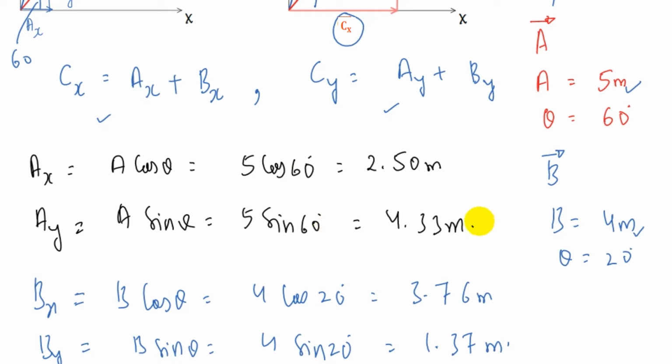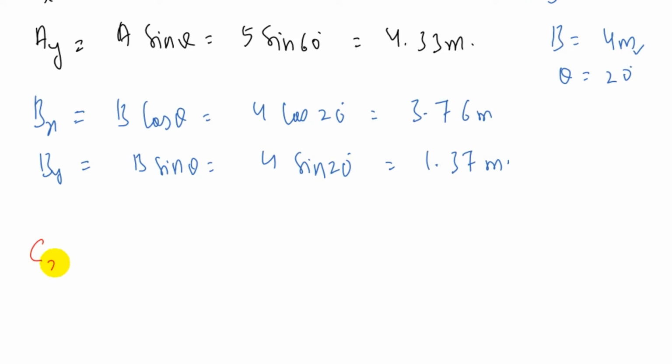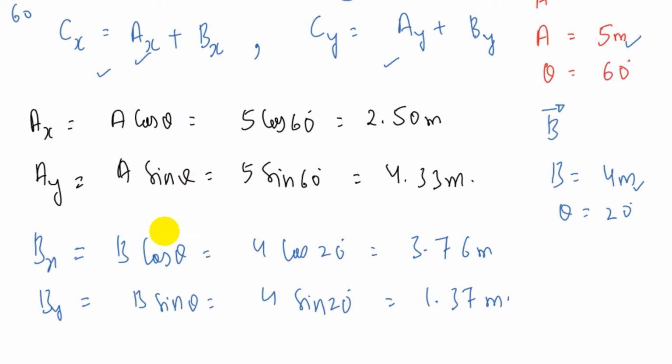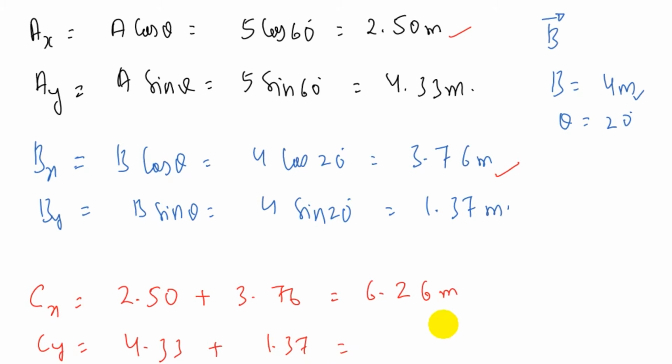Now we can put these values here, Ax here and Bx here, to get the component Cx. So Cx will be equal to Bx plus Ax. Ax is 2.50 and Bx is 3.76. So this is 2.50 plus 3.76, which would be equal to 6.26 meter. Similarly, Cy would be Ay plus By. Ay is 4.33, By is 1.37. So that would be equal to 5.70 meter.